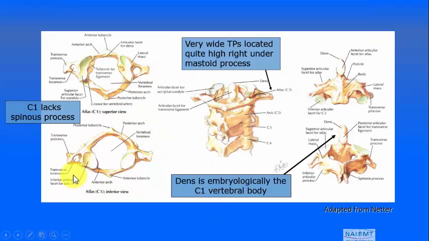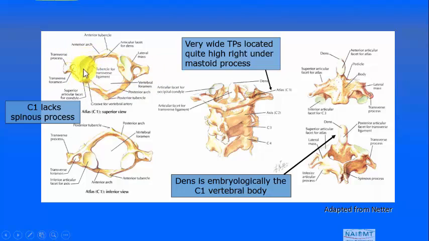Here we see C1, which, as we mentioned, is missing a spinous process, although its transverse processes are actually quite wide and live just under the mastoid process near the external opening for the ear. We see the transverse foramen present in all the cervical vertebrae, and this is a superior view.